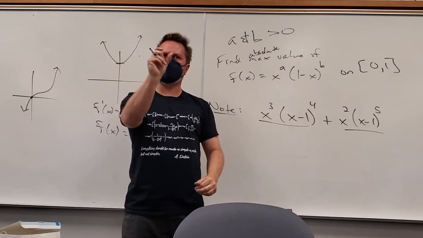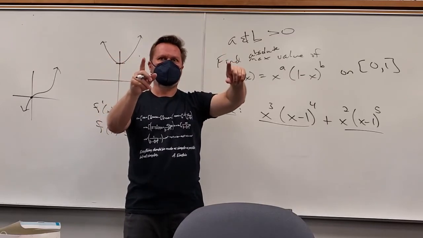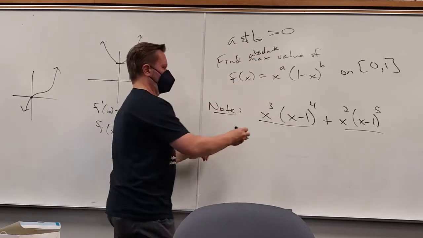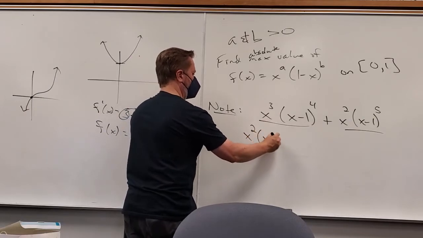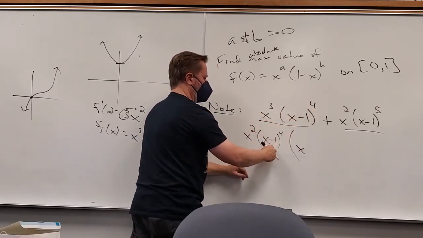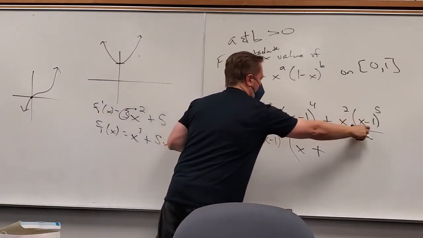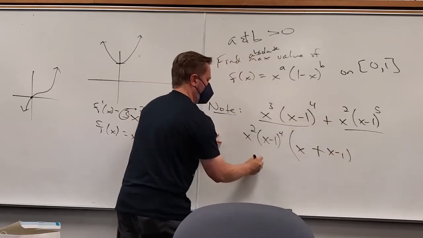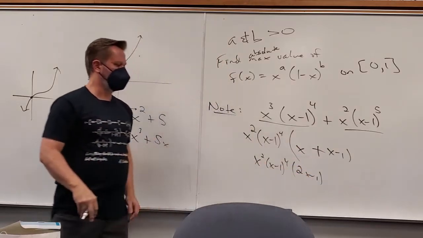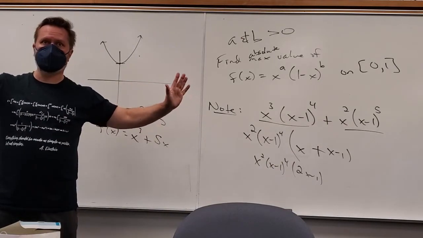So what's the general idea then? When you look at each piece of each term, you take out the one that has the smaller power, correct? Does that mean you can take out x squared times x minus 1 to the 4th? Yes. So let's see what's left. I had 3 x's, took 2, so I got 1. I had 4 of these, took 4 of them, so I got none of them left. Plus, I had 2 x's, took them both. Had 5 of these, took 4, so I got that. So this is x squared, x minus 1 to the 4th, times 2x minus 1. So if that was a derivative, I could set that equal to 0. I see my 3 critical numbers, right? You guys see that?